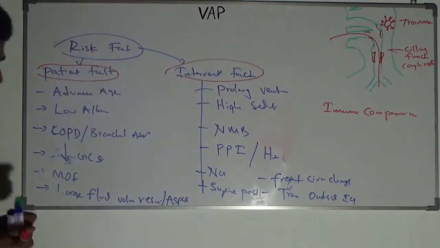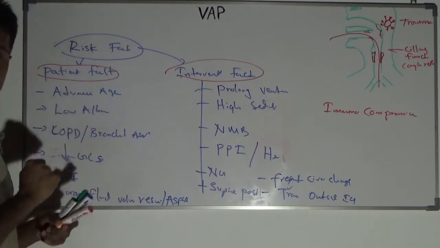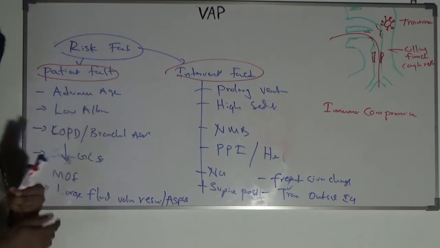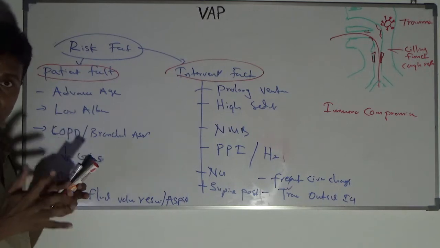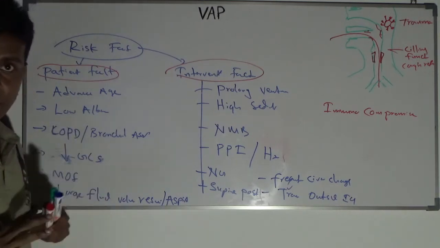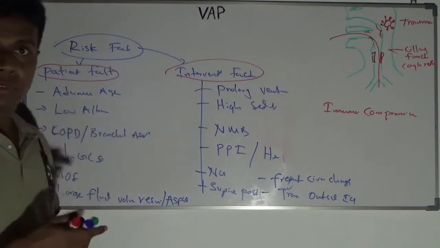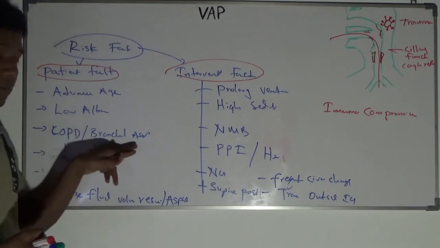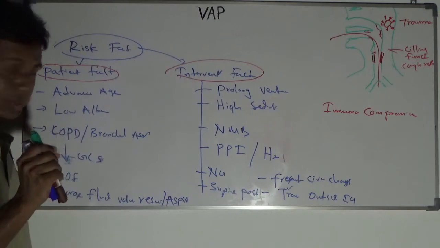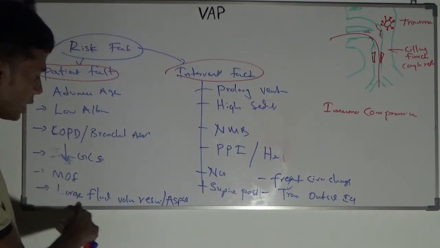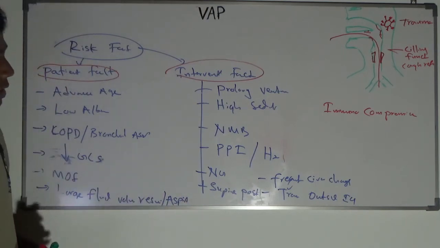Patient factors, as you all know: advanced age is associated with poor immunity, poor cough reflex and poor ciliary function. With that, the patient can develop ventilator associated pneumonia. Low albumin makes your lung heavy and boggy with fluid filtration. Because of that, there is an easy medium for the growth of bacteria. COPD and bronchial asthma patients have high risk. Low GCS patients can have microaspiration, and multi-organ failure, large fluid volume resuscitation and aspiration also carry high risk of getting ventilator associated pneumonia.